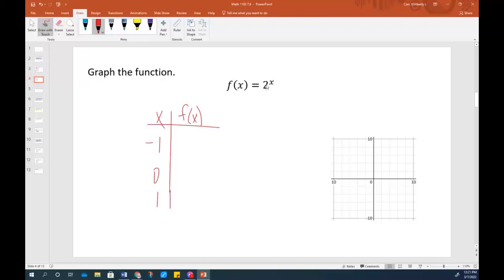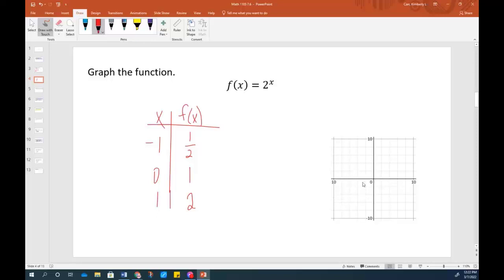If I plug in a -1, 2 to the -1, and feel free to pick up a calculator and punch that in. 2 raised to the -1 is 1/2. 2 raised to the 0 for this one. Well, anything raised to the 0 is 1. And then 2 raised to the first power, 2 to the 1 is 2. So here I have 3 pretty decent points.